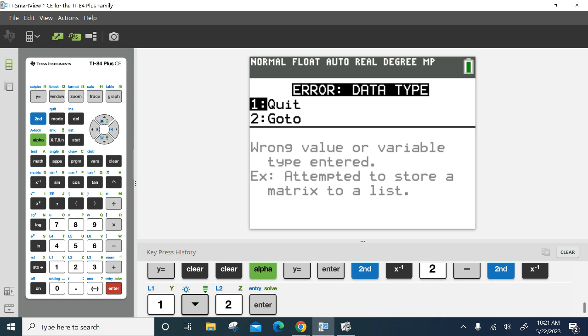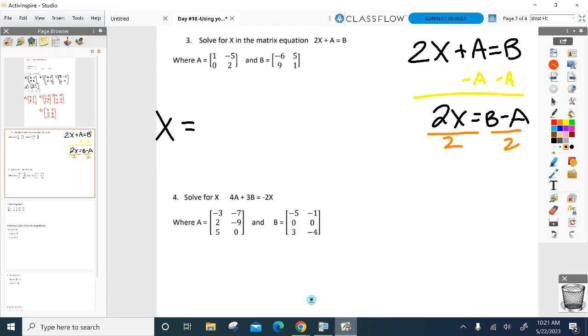Here's why. You can't divide matrices. Okay, you cannot divide matrices. It's not going to happen, and your calculator's telling you you cannot divide 2 matrices. You can't divide anything with matrices, a number by itself or 2 matrices. But that's not a problem for us. And this is why I went over this.